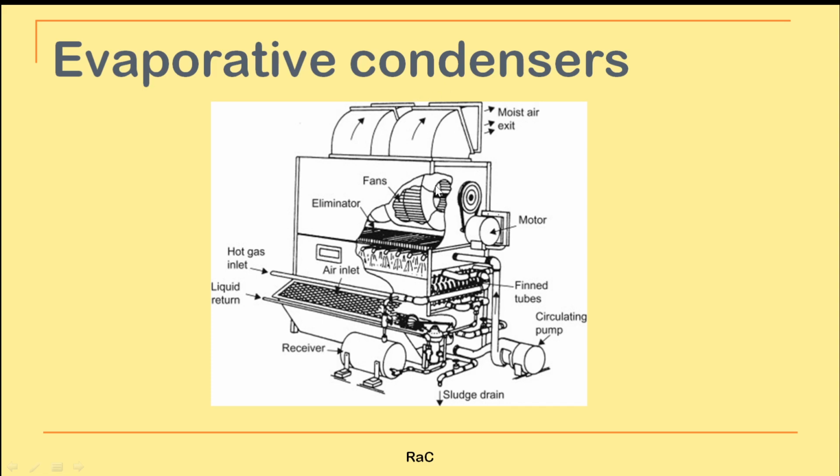You can see here, this could be used in industrial refrigeration systems where there is a large refrigerant flow rate and a large quantity of heat is to be removed. In such arrangements, we may have to employ an evaporative condenser.